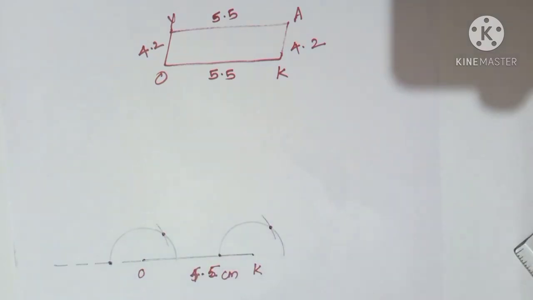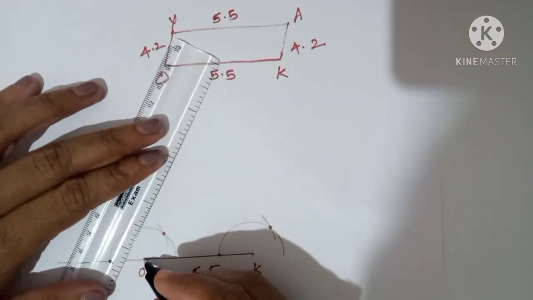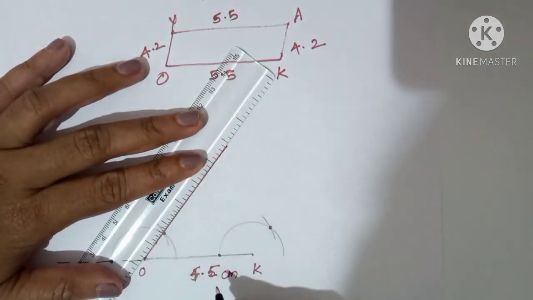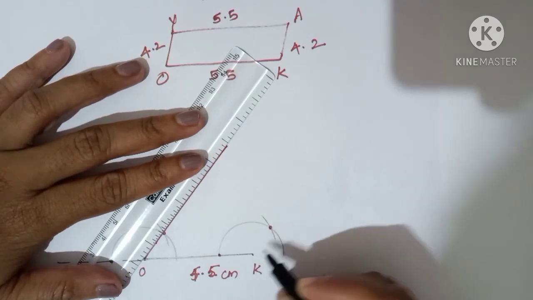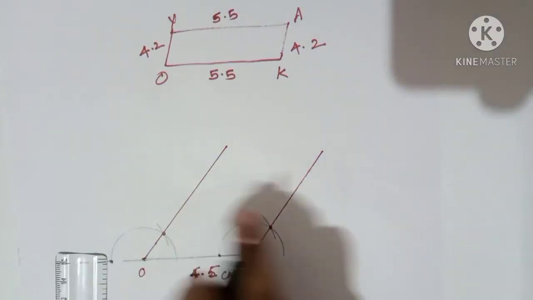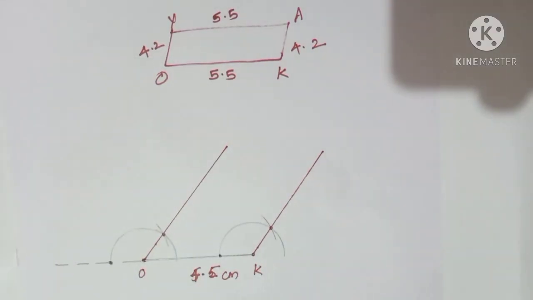Now this angle and this angle are same because same measurement, right? So now you are going to join this point O and this point. Just join and extend the line. Same way, this K and this point. Keep at this point, extend. So we got two parallel lines. Now understood how we are constructing a parallel line?